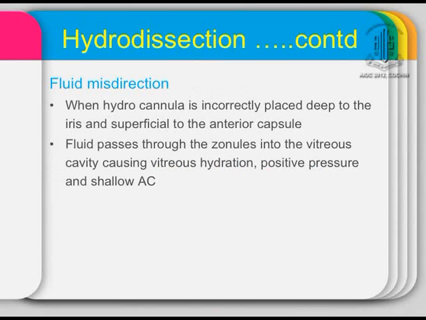Fluid misdirection occurs when the hydrocannula is incorrectly placed deep to the iris and superficial to the anterior capsule. Fluid passes through the zonules into the vitreous cavity, causing vitreous hydration, positive pressure and a shallow AC.